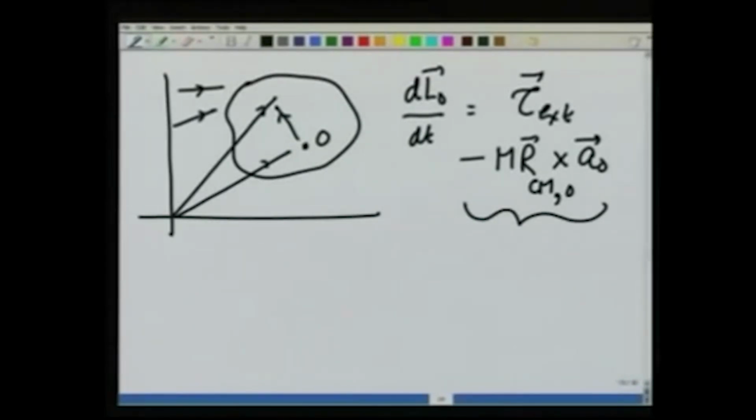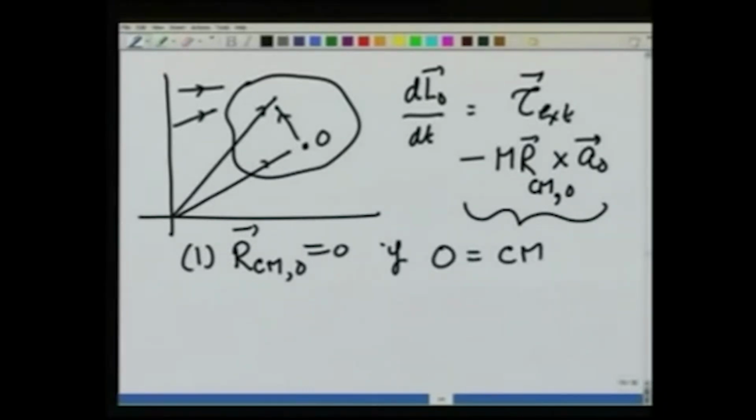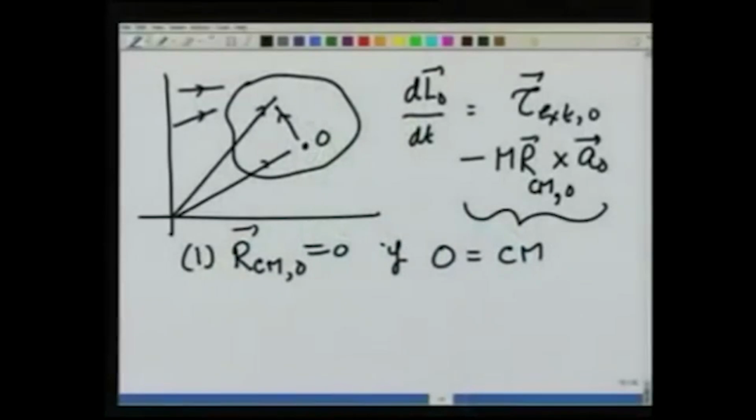This would vanish under three conditions. Number 1, r_CM,O itself is 0, and that would be the case if O, the point itself, is the center of mass. And this is what you have been doing in your 12th grade or whatever, that you have been taking torques about the center of mass and applying dL about CM divided by dt is equal to tau external about the CM, or this should be about O.